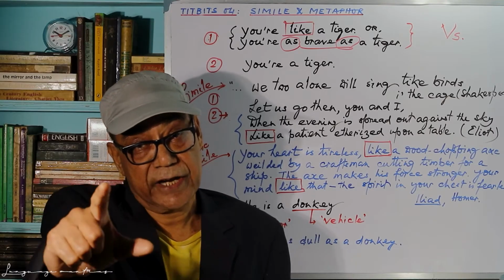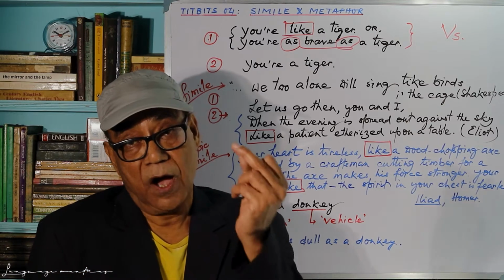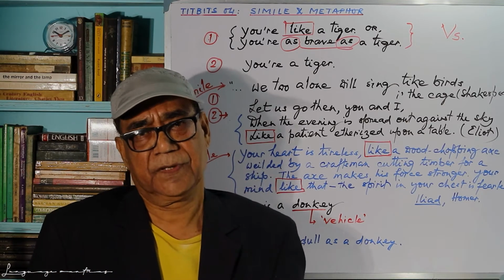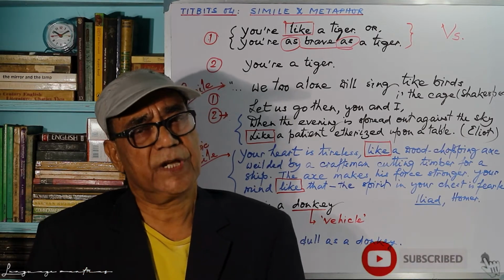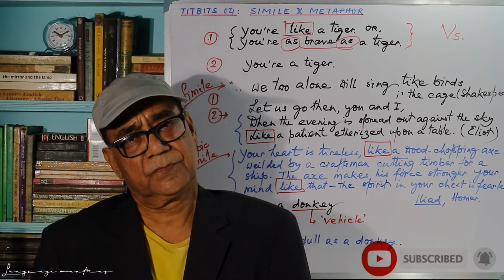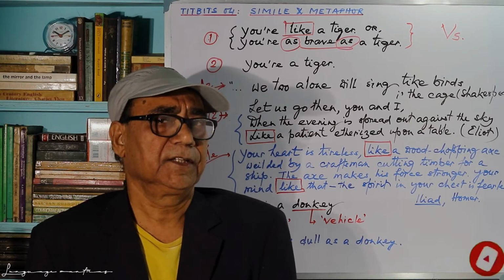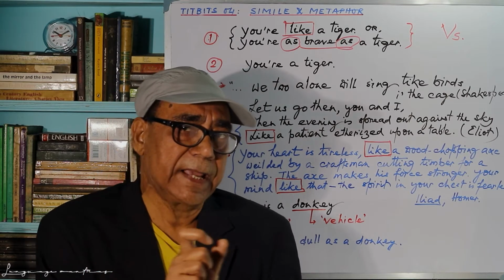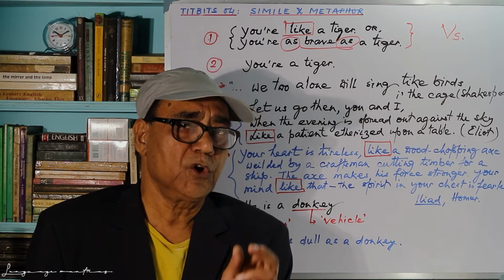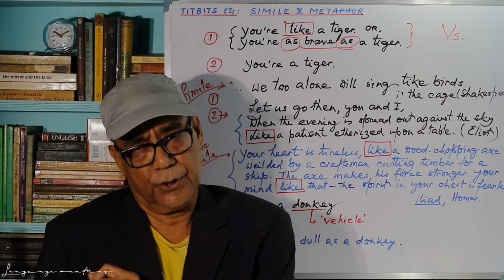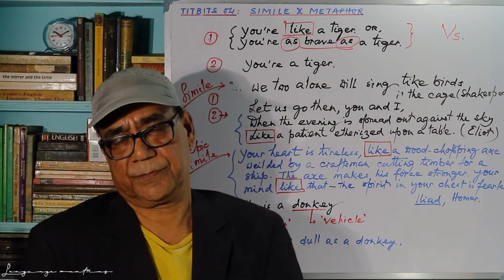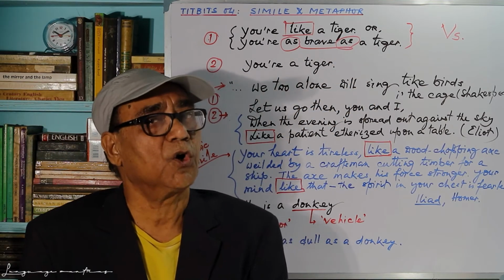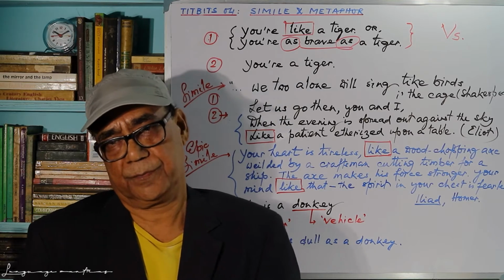You are like a tiger, and you are a tiger. Can you find any difference between these two sentences? Realistically speaking, you cannot be like a tiger or you cannot be a tiger. So there is something special about these constructions. These constructions are called figurative use.